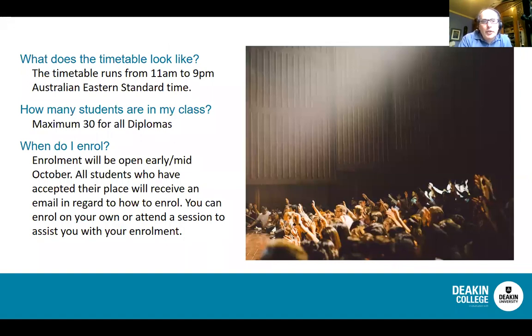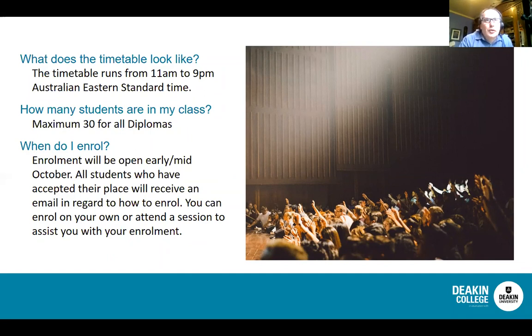I mentioned earlier that the timetable starts in Australian Eastern Standard Time, so we're in Melbourne. The classes start at 11 a.m. Melbourne or Australian Eastern Standard Time, and they go till 9 p.m. So when you get to choose your timetable, if you think you're an early morning person or early bird, you can have your classes around the 11 o'clock mark or sometime a bit later after that.